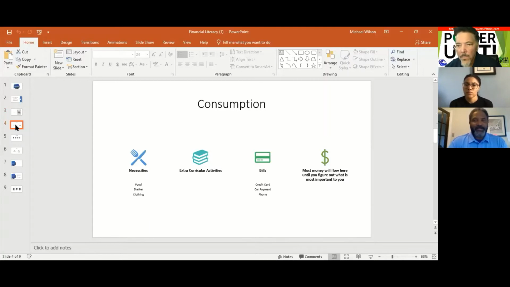We recognize there's some necessities that we have: food, shelter, and clothing. Those necessities are going to be things that all of us need. All of us are going to have to be prepared to eventually cover those costs for ourselves. In addition, there's extracurricular activities. What are your hobbies? What are the things you enjoy doing? Perhaps that is biking or fishing like me, or it could be other things for different people. There's also a number of bills that we have to pay.